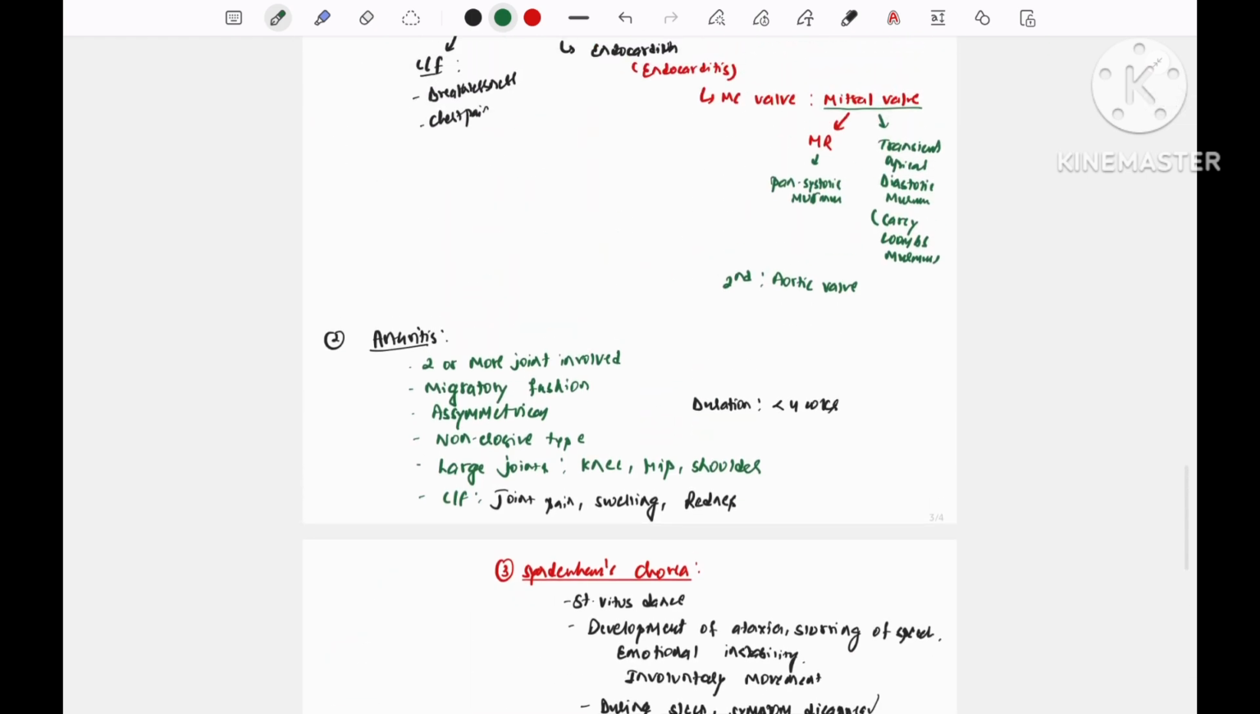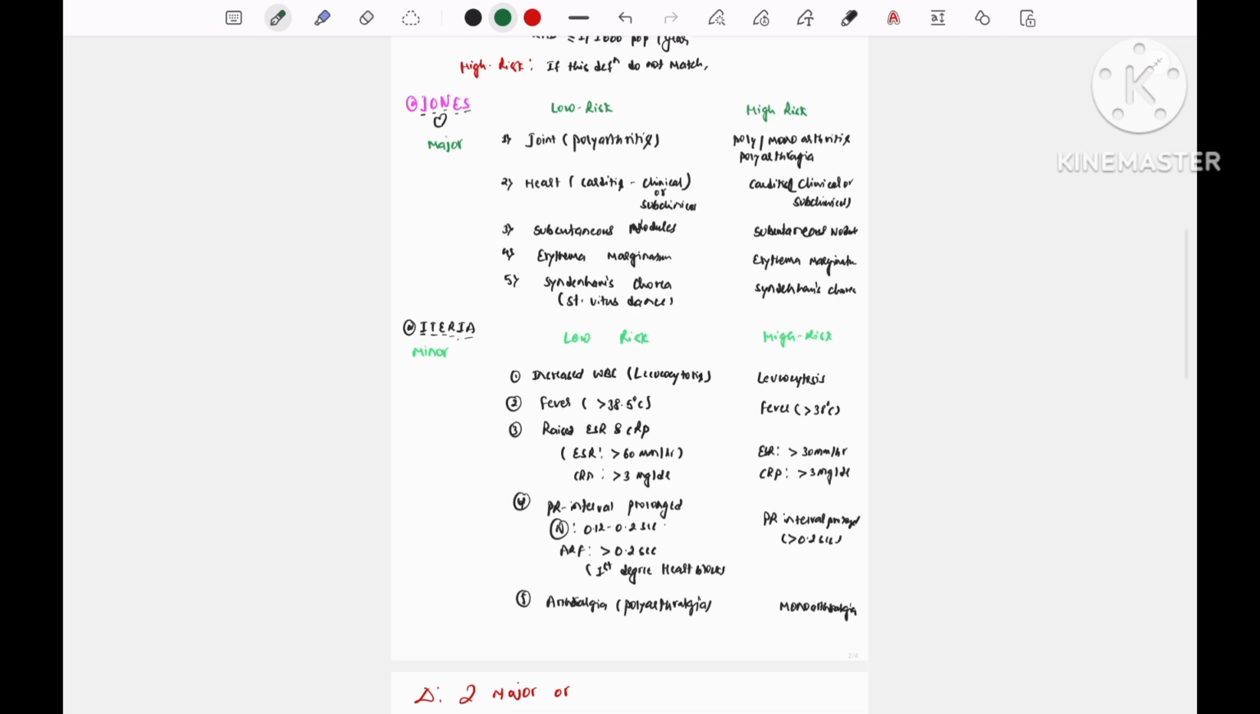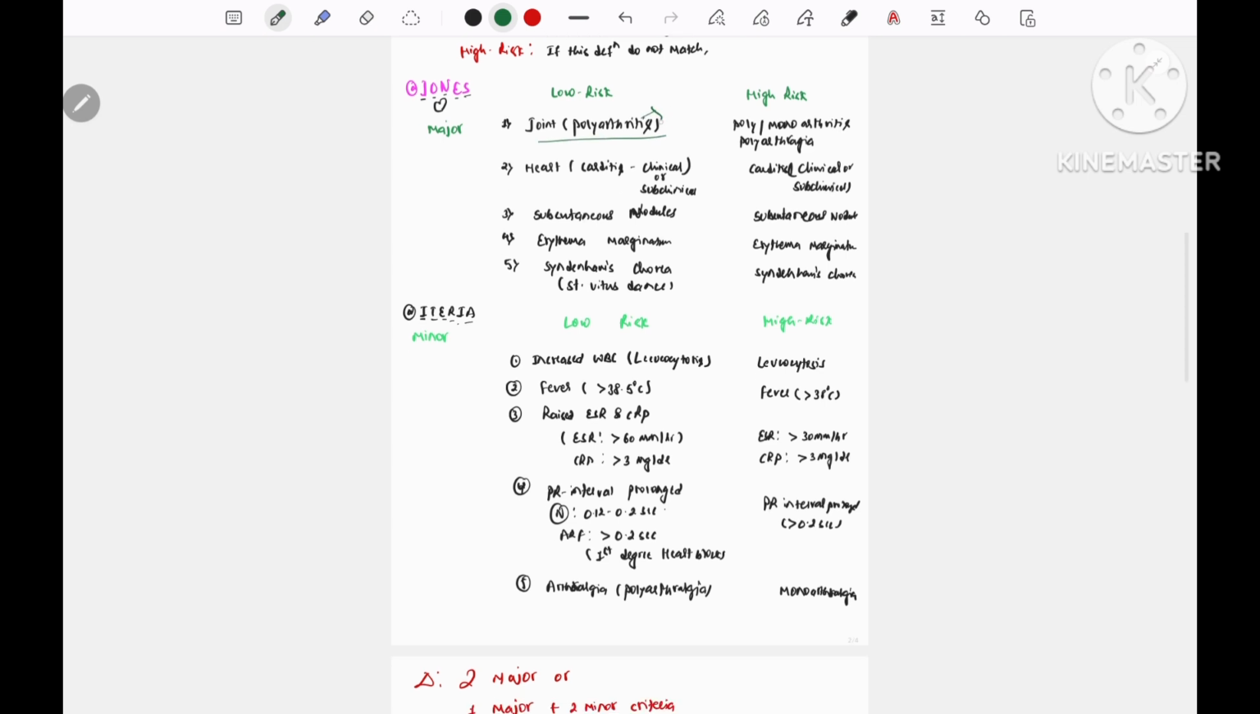Now we will talk about the treatment part. But before going to the treatment, let's briefly discuss the investigations. From this Jones criteria, we can assume what investigations we have to send. For the joints, we have to send an X-ray of the joints involved, like hip, shoulder, knee, or the joints which are having symptoms.